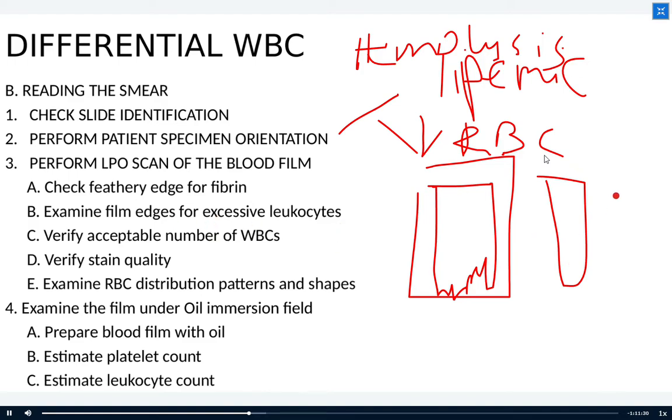That could lead to a falsely decreased WBC and can also lead to clumps of red blood cells. Ulitin ko class ha, you have to check for fibrin sa feathery edge. Remember your fibrin, wait lang class, pause muna.